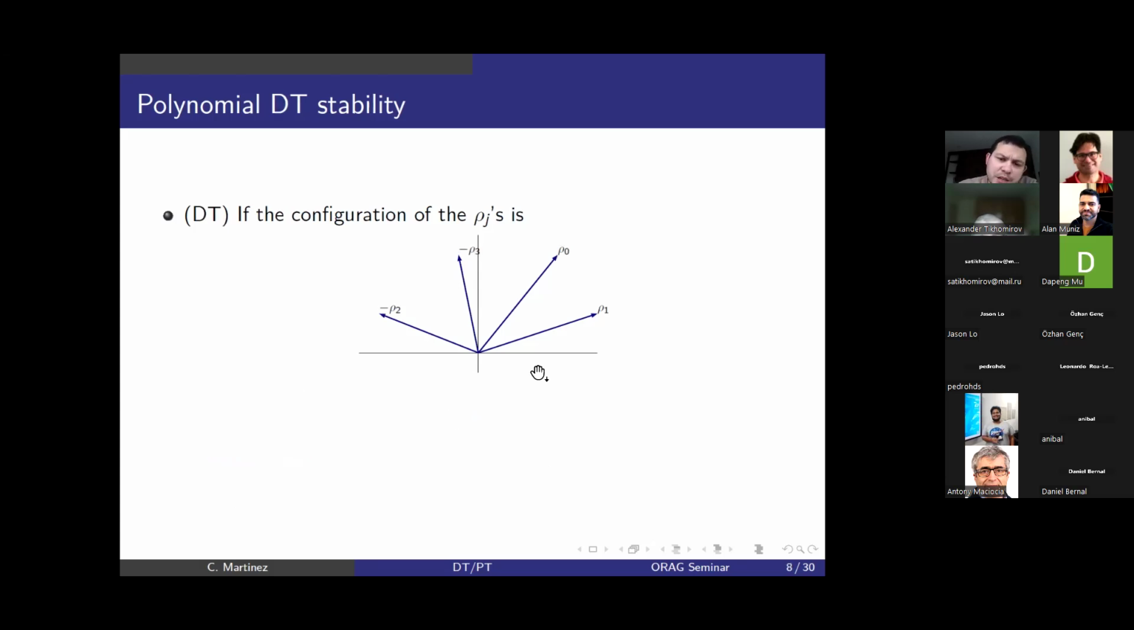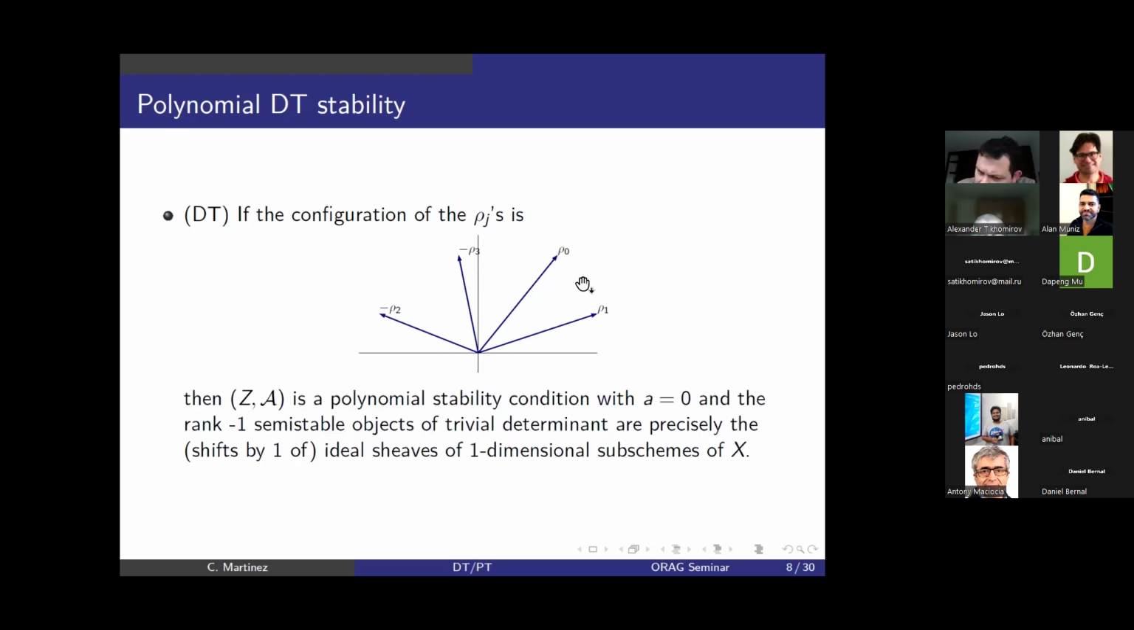And then he looks at this other configuration, that is when he exchanges the order of these two. So before we had the minus rho 3 and the rho 0 here, and now he puts these two complex numbers in the opposite order. And he then goes ahead and proves that this is again a polynomial stability condition with A equals 0, and that the rank -1 in this case, so there is a slight thing here with the sign, but the rank -1 semistable objects of trivial determinant are precisely the shifts by 1 of ideal sheaves of one-dimensional subschemes of X. So this is what they call DT, also counting ideal sheaves of one-dimensional subschemes.